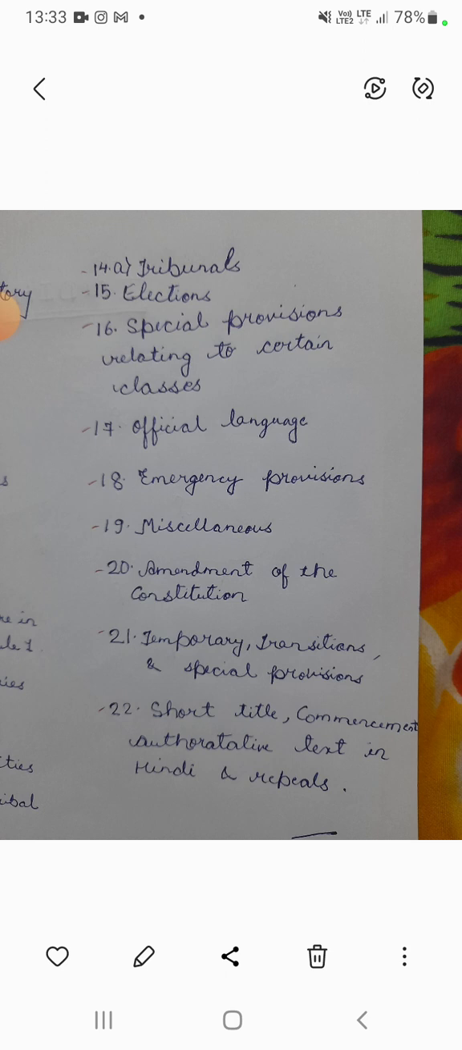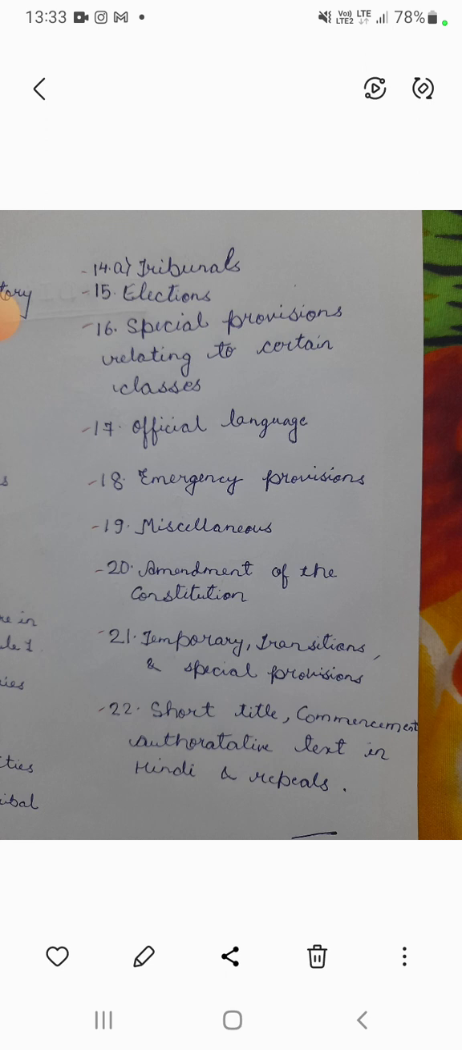Part 16 talks about special provisions related to certain classes. Part 17 talks about official language. As we know, our official languages are Hindi as well as English. So this comes under Part 17 of the Indian Constitution. And Part 18 talks about emergency provisions. Part 19, miscellaneous. And Part 20 talks about amendment of the Constitution.